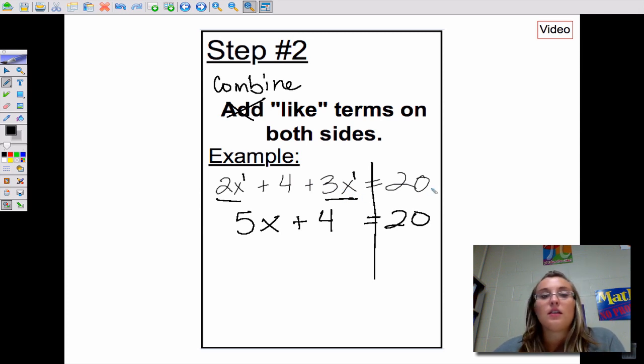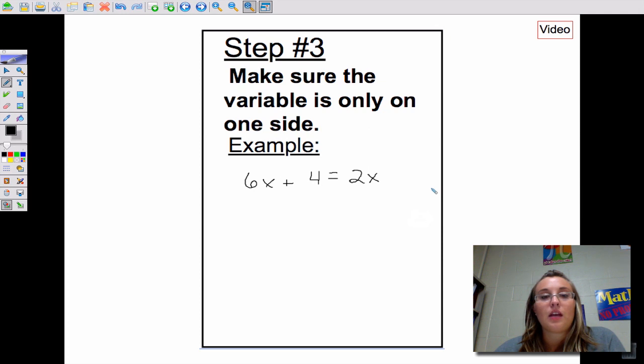Step 3 is to make sure the variable is only on one side. That means if they're on different sides of the equation, we're going to have to make sure that the variable is only on one side. This is where that addition property of equality comes in. What I'm going to do is eliminate 2x from this side. Usually when I have variables on each side, I'm going to take the smaller one to move. So in this case, between 6x and 2x, 2x is smaller.